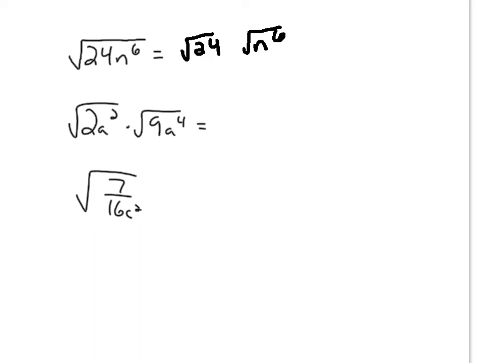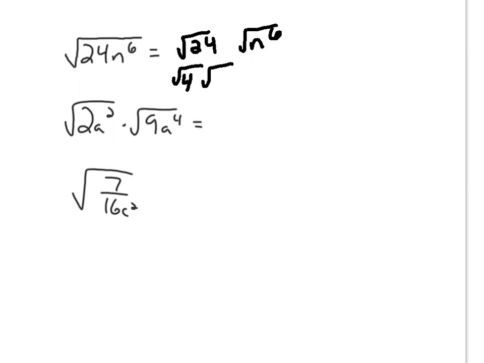Well, the square root of 24, okay, we need to think, is there a perfect square factor that goes into 24? Can I break it apart? We can use the factor tree method if we want, or we can use the break apart method. I like the break apart method because I know that there's a perfect square factor 4 that goes into 24. So this is the same as the square root of 4 times, and I got to think to myself, 4 times what will give me 24? So it's the square root of 4 times the square root of 6. And then we still got the square root of n to the 6th power.